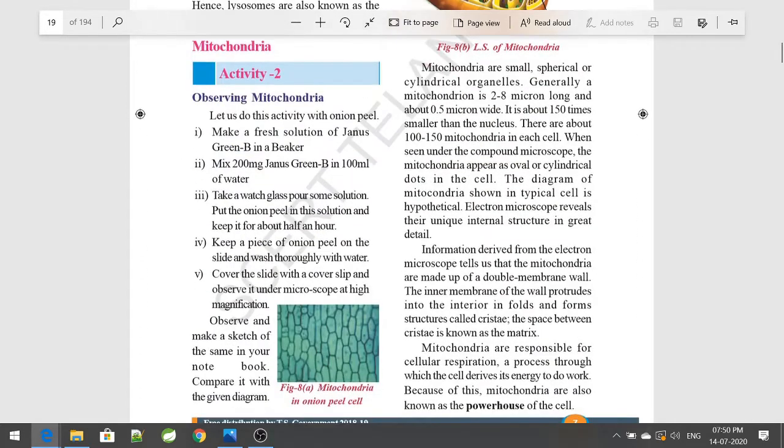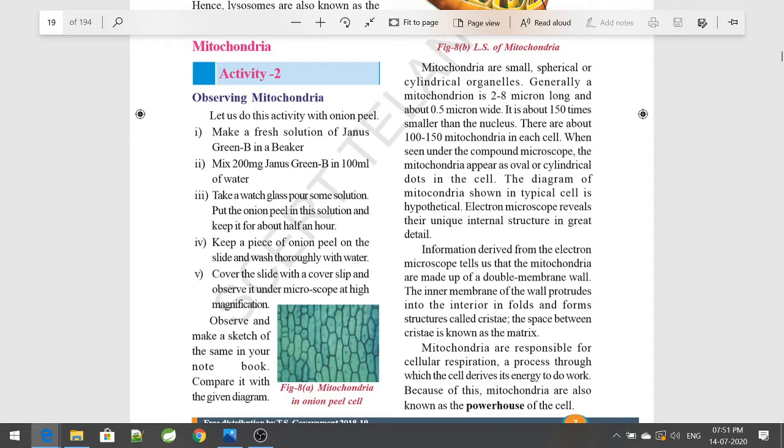Mitochondria. Mitochondria is called the powerhouse of the cell. With the help of what experiment or activity can we observe the mitochondria? In an onion peel we can observe the mitochondria, and this should also be observed under the electron microscope only. With a normal microscope we can't observe this. So we have to prepare a fresh solution of Janus green B in a beaker. What do we have to take? We have to take 2 milligrams of Janus green B in 100 ml of water.